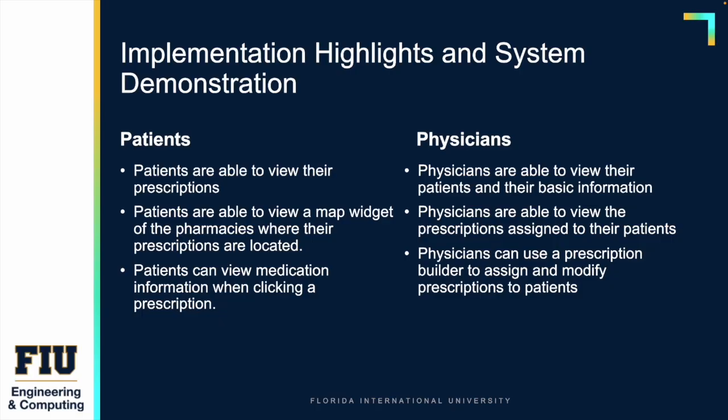Another thing that patients can do is see a list of pharmacies where their prescriptions are located, and this was implemented in the form of a map. For the purposes of this project, we have selected our pharmacies to be based in Miami. And another thing patients are able to do is view medication information when clicking a prescription. So they're able to view the dosage, the type of medication it is, whether it's a pill or a liquid, and they are able to view refill dates as well.